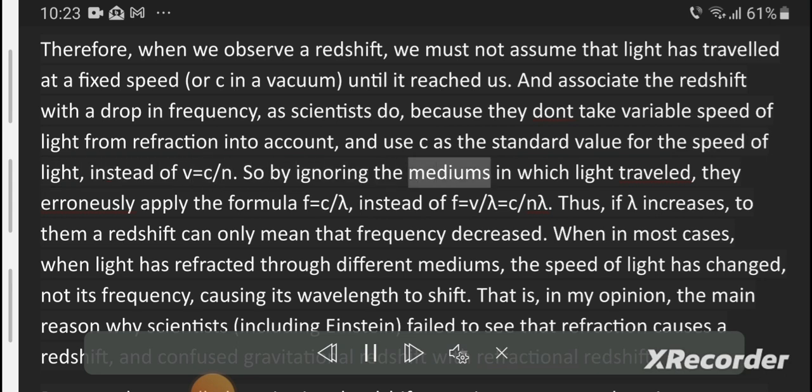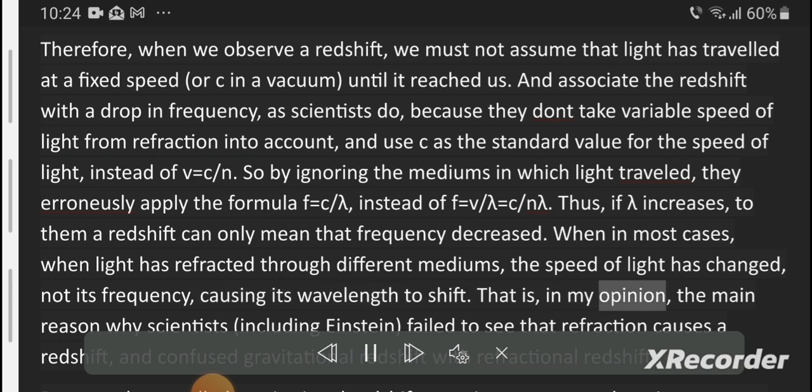So by ignoring the mediums in which light traveled, they erroneously apply the formula f equals c/lambda, instead of f equals v/lambda equals c/(n lambda). Thus, if lambda increases, to them a redshift can only mean that frequency decreased. When in most cases, when light is refracted through different mediums, the speed of light has changed, not its frequency, causing its wavelength to shift.